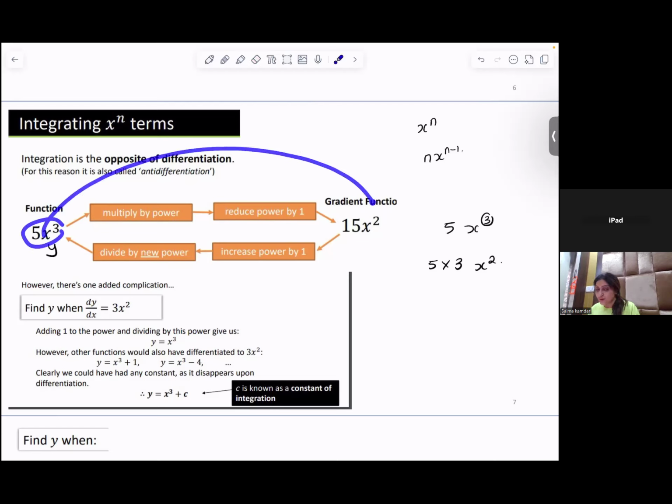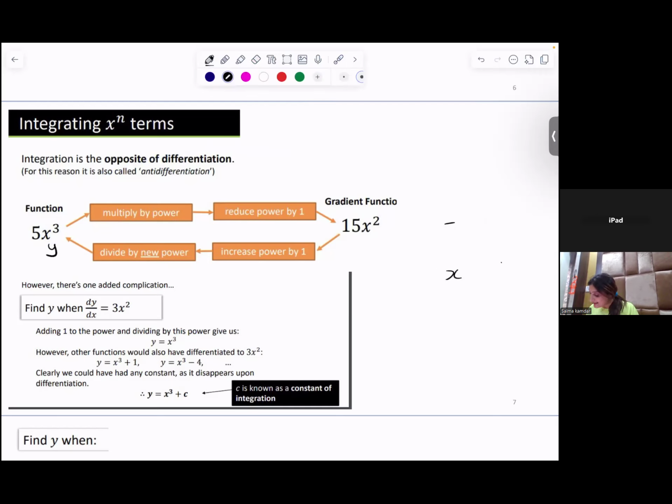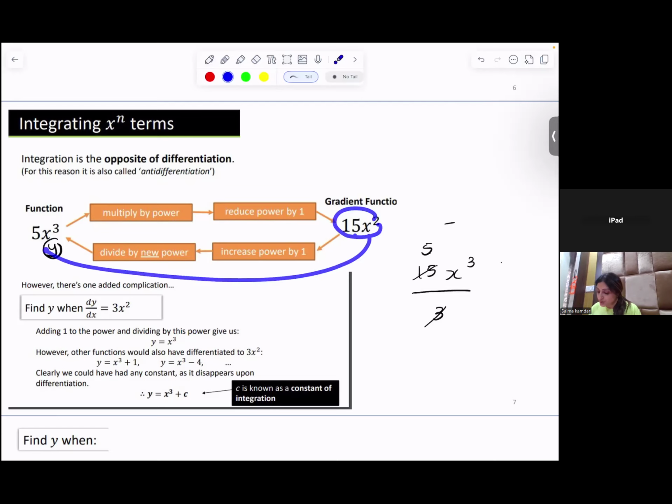Now, this was my y. I did the derivative and got my dy by dx. Now if I want to integrate it, I will increase the power by 1 and divide by the new power. So the x would become x cubed, 15 is there, and I'm dividing by the new power, so it becomes 3 ones and 3 fives. So I come back to the function again. From my dy by dx, if I want to go to my y, I would integrate it.